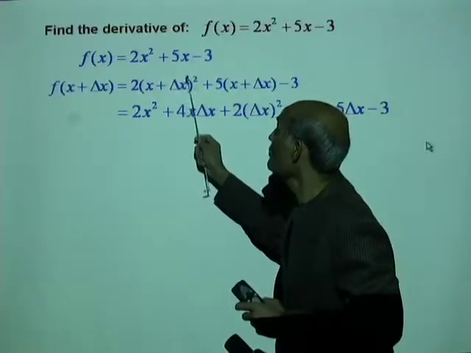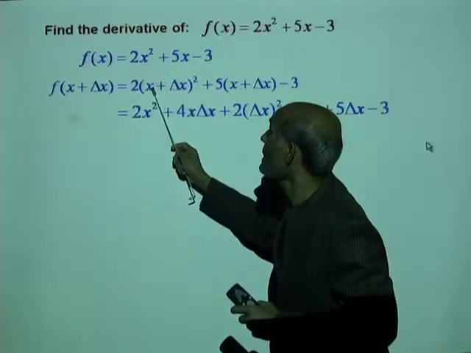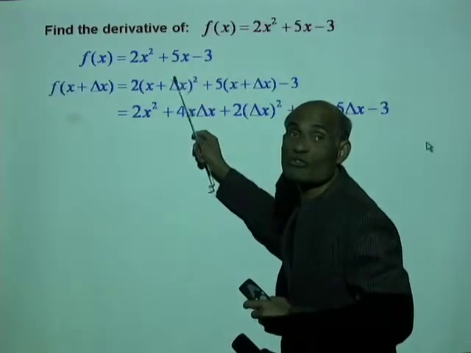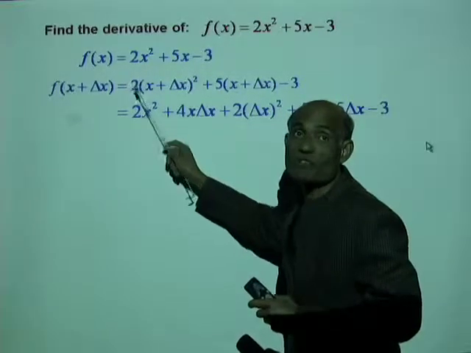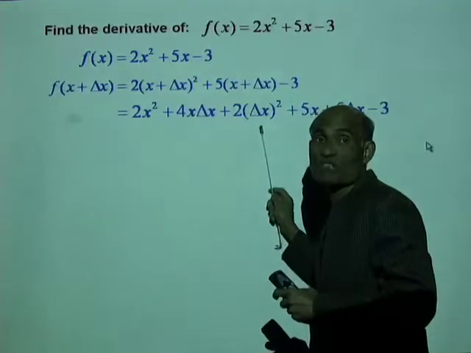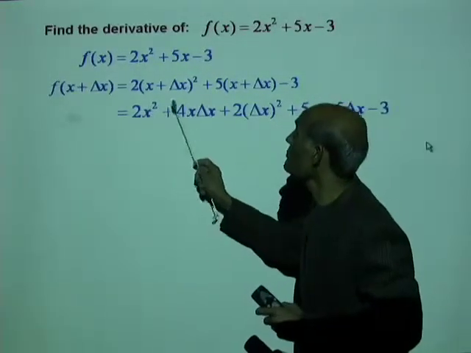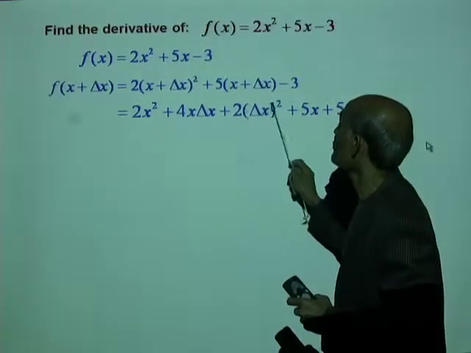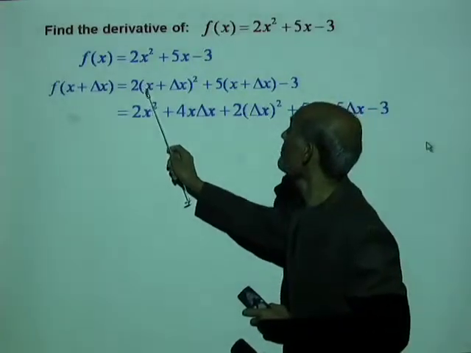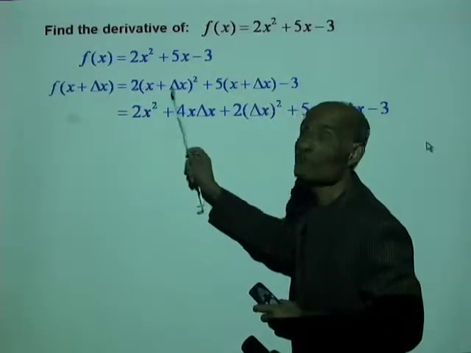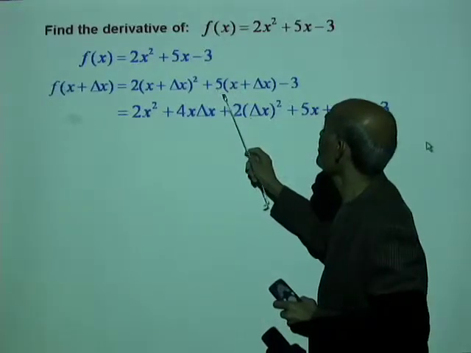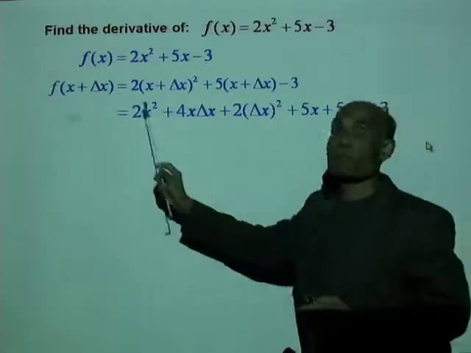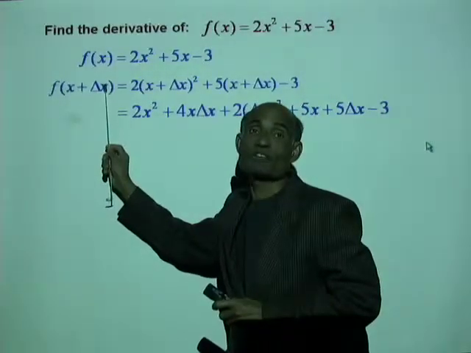So x plus delta x all squared is x squared plus 2x delta x plus delta x squared, and multiply that by 2, you get these 3 terms. So that will be 2x squared plus 4x delta x plus 2 delta x squared. These 3 terms come by expanding this and multiplying by 2. And distribute this, plus 5x plus 5 delta x minus 3. This is f of x plus delta x.